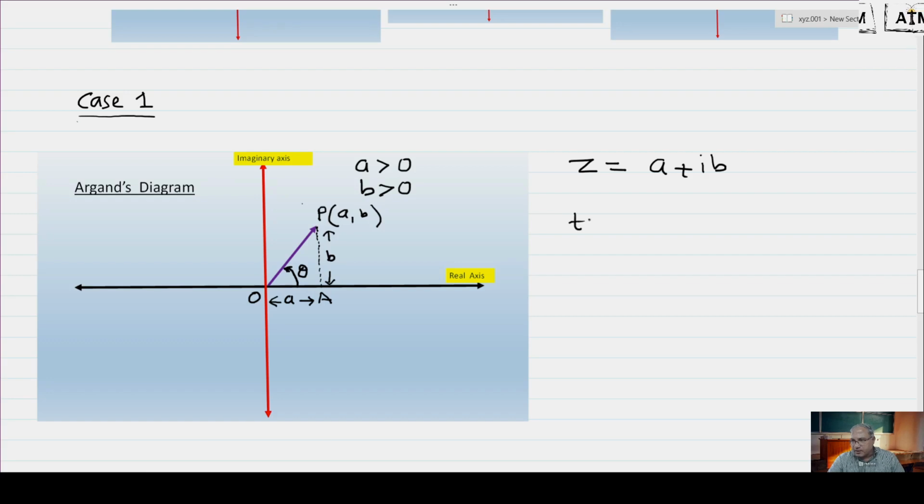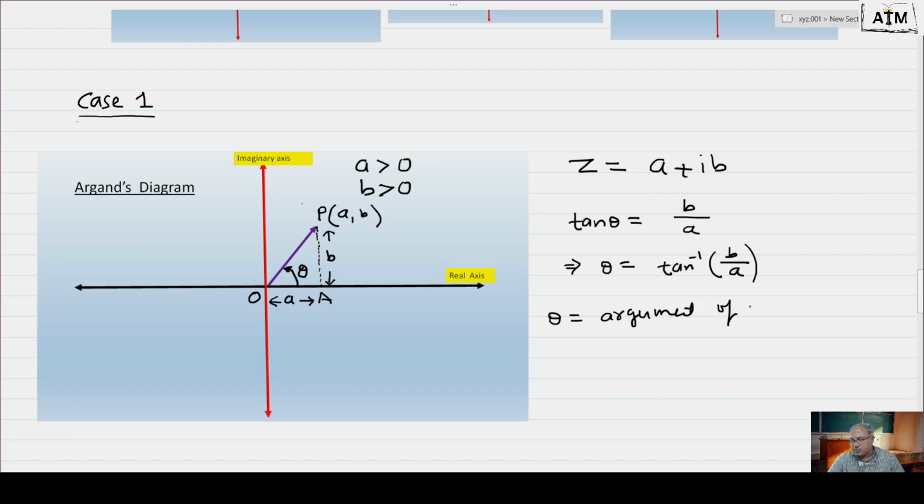Now tan theta equals opposite side upon adjacent side, that is b upon a, which implies theta equals tan inverse of b upon a. Theta is nothing but the argument of Z. It is also called amplitude.